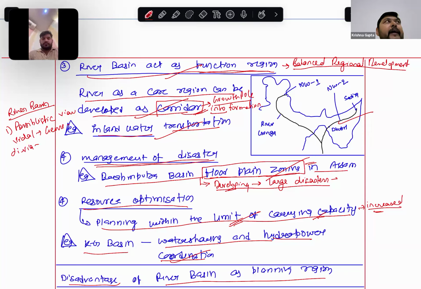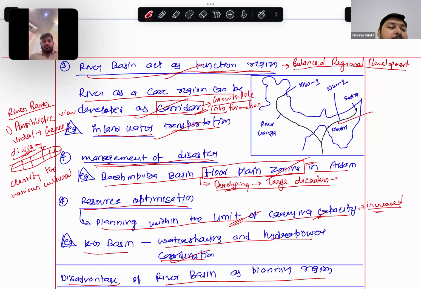So here we have the various basins. नर्मदा basin हमारे पास complete है. So उस नर्मदा basin में we have different developed regions and different cultural regions also. So this can be identified by this possibilistic view of Vidal, of genre divide here. Genre divide यहाँ पे apply कर सकते हैं to basically classify the various regions or various cultural regions.